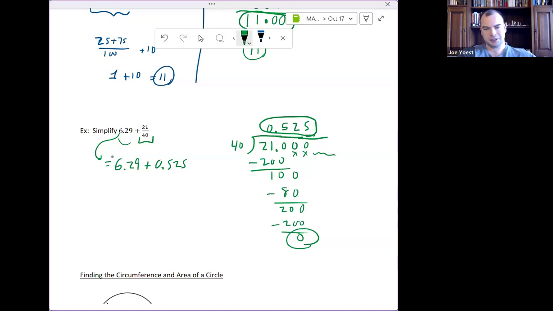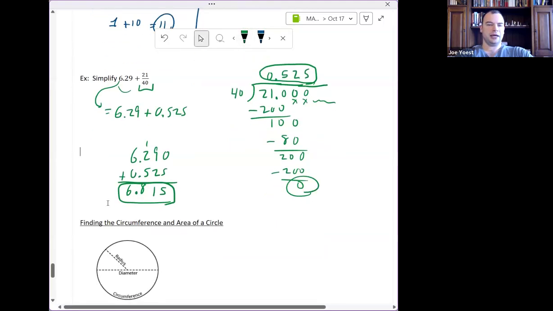And now I just have decimal addition to do. 6.29 plus 0.525. I'll put a little buffer 0 in there after the 9 in the 6.29. 0 plus 5 is 5. 9 plus 2 is 11. Write the 1, carry the 1. 5 plus 2 is 7, plus 1 is 8. Bring the decimal point down, and 6 plus 0 is 6. So it looks like the answer is 6.815.